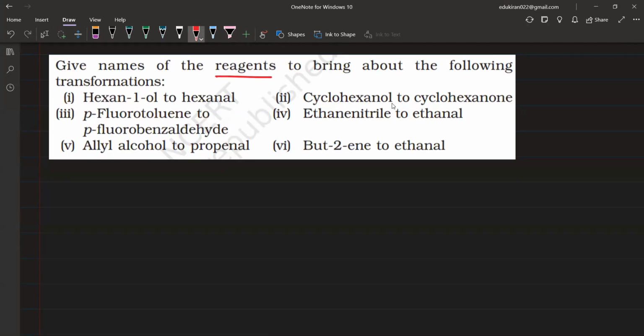ऑफ रिएजेंट। उन्होंने कुछ नहीं पूछा, give the reaction. If they ask you to give the reaction, then you have to make the structure and give the reaction. But since they are only asking you to give the reagents, you don't need to worry about the structures here. You just need to give the reagents. So if you look at the first one, identify the class of compound here. So hexane 1-ol, what is this?